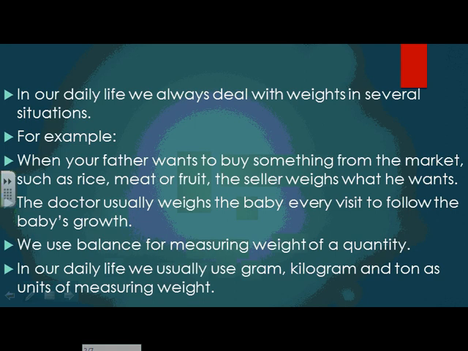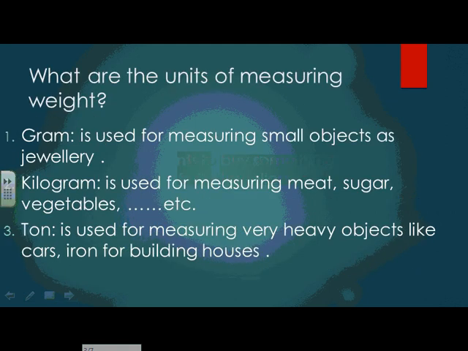In our daily life, we usually use gram, kilogram, and ton as units of measuring weight. What are the units of measuring weight? We use the gram. Gram is used for measuring small objects such as jewelry. Kilogram is used for measuring meat, sugar, vegetables, and so on. Ton is used for measuring very heavy objects like cars, iron for building houses.